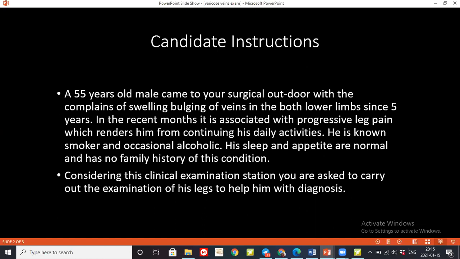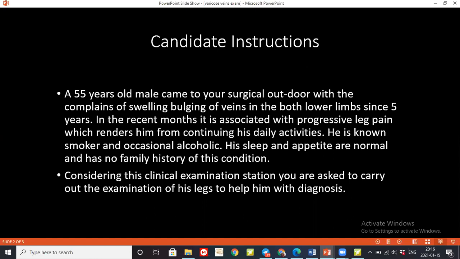So what was your provisional diagnosis for this patient? Differential diagnosis could be primary varicose vein, secondary varicose vein, or chronic lower limb ischemia. Okay. So what investigations would you do to confirm your diagnosis? Venous duplex. The duplex ultrasound can determine the site of valvular incompetence and the patency of the deep venous system.